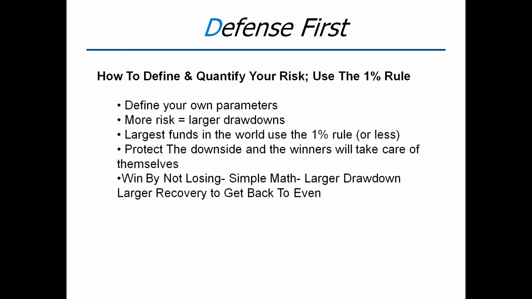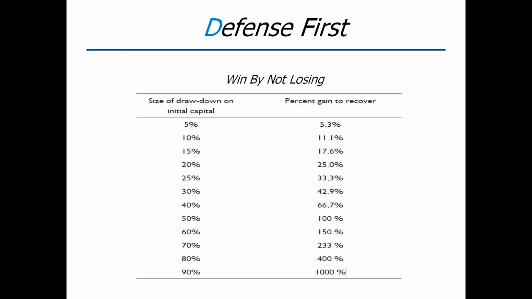The largest funds in the world, and these are both mutual funds and hedge funds and pension funds, typically use the 1% rule or less. And using that 1% rule, you can put up double-digit annual returns, especially if you pyramid with that 1% rule. But the key here is to respect the downside and let the winners take care of themselves, because the goal is to win by not losing.